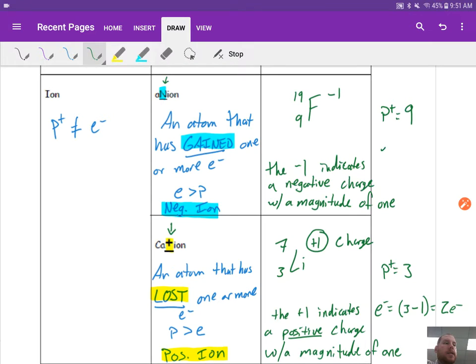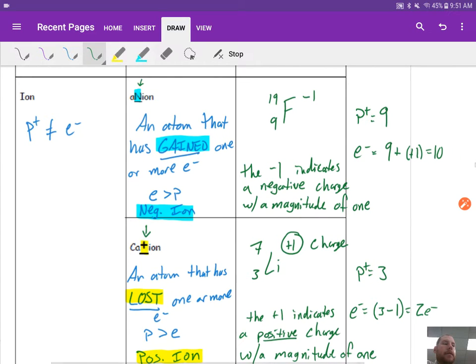If I were going to count up the protons, protons are the easiest one because it's the atomic number. For electrons, we're going to take the number of protons minus the charge. It's always minus the charge. So think about it. If I'm subtracting a negative, what am I really doing? I'm adding 1 to that, so it gives me 10 electrons. So again, my number of electrons is greater than my number of protons, whereas up here in the cation, my number of electrons was smaller than the protons, and that's what gives me the charge.